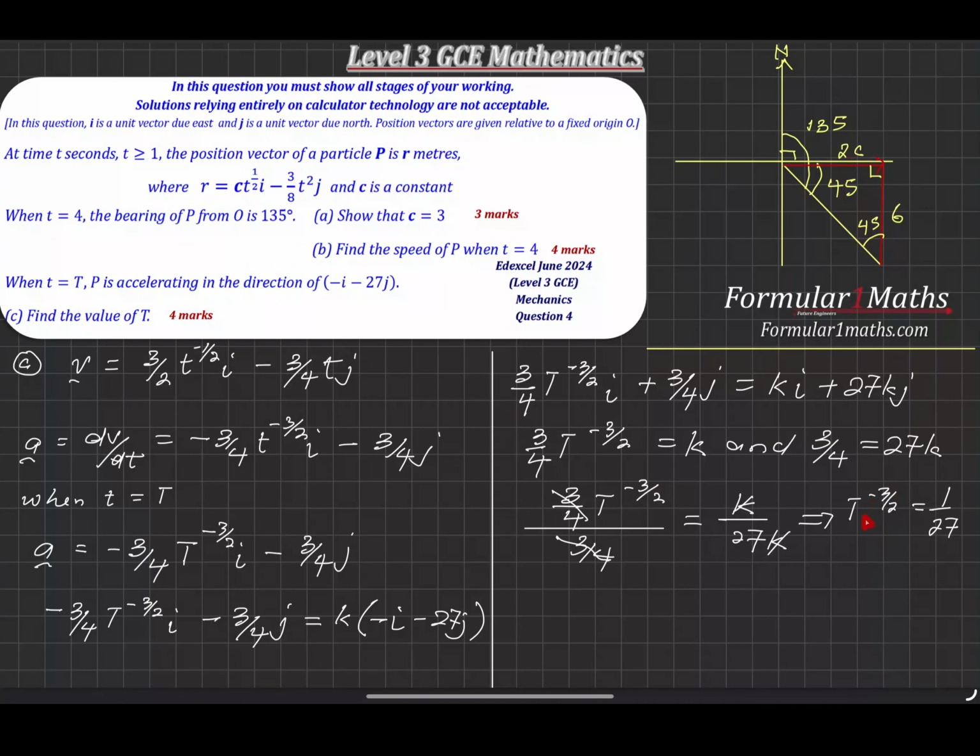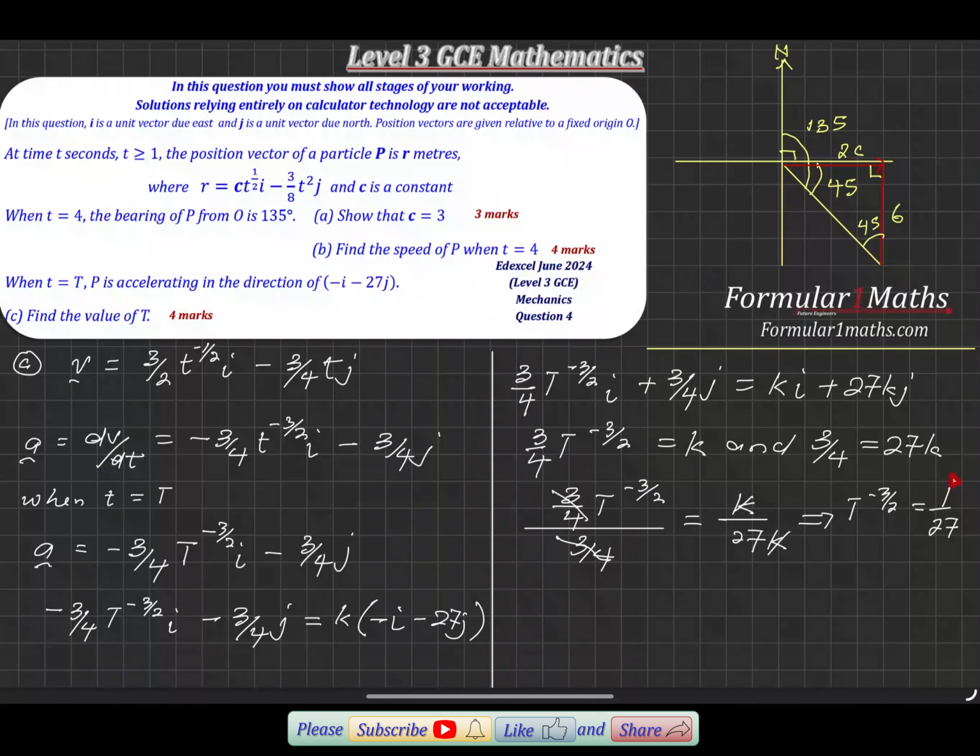I'm now going to find the reciprocal of both sides of the equation. So if I do that, the reciprocal of that will be T^(3/2). And the reciprocal of this one will be 27. This can be written as (T^(1/2))³ equals 3³, because 27 is 3 cubed. And because the powers are the same, I can say that T^(1/2) is equal to 3.